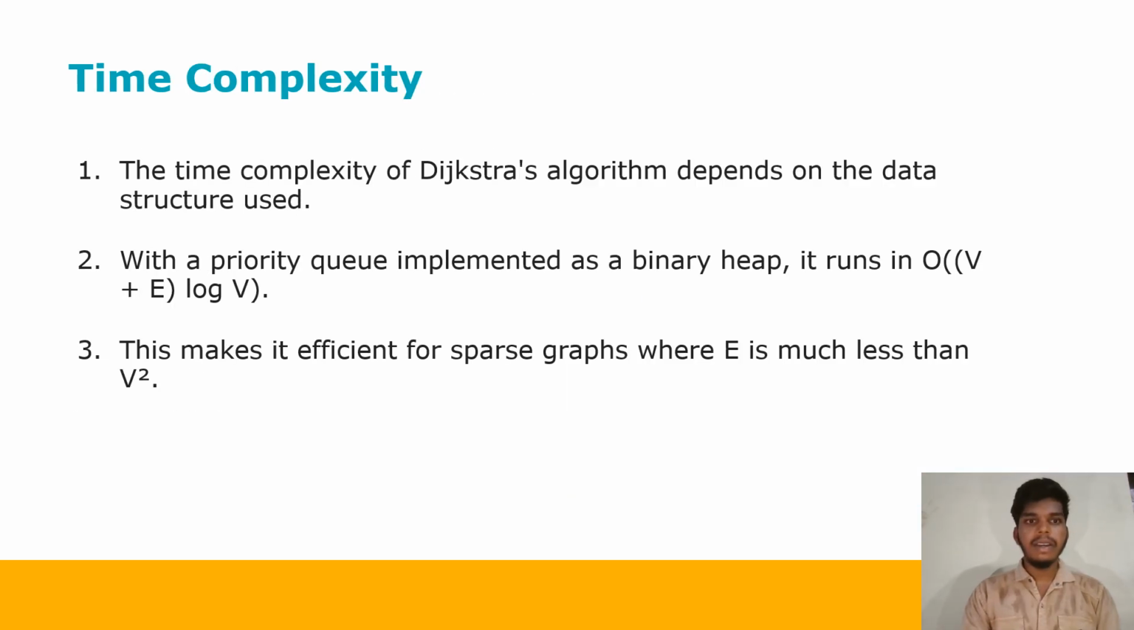Time complexity. The time complexity of Dijkstra's algorithm depends on the data structure used. With a priority queue implemented as a binary heap, it runs in O((V + E) log V). This makes it efficient for sparse graphs where E is much less than V squared.